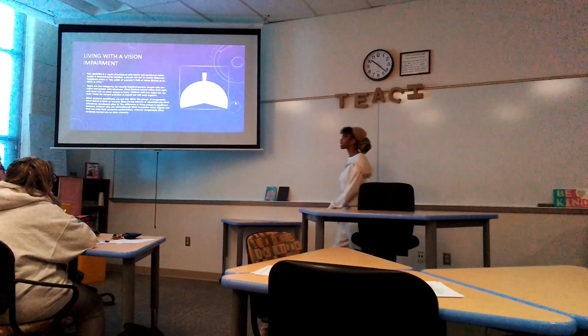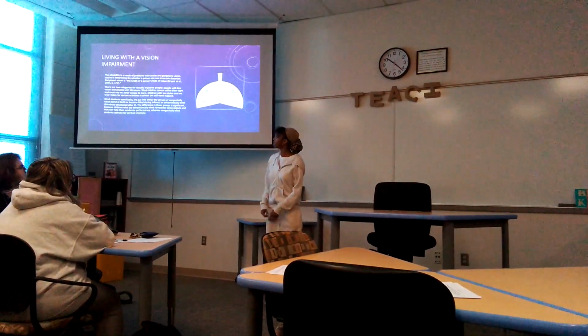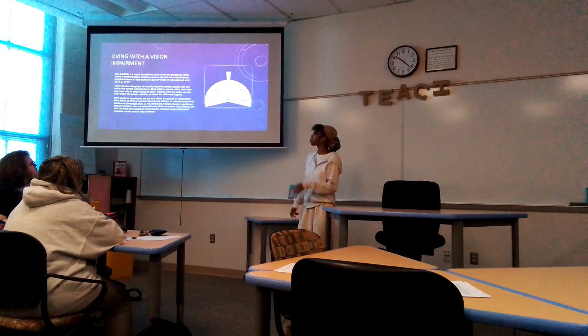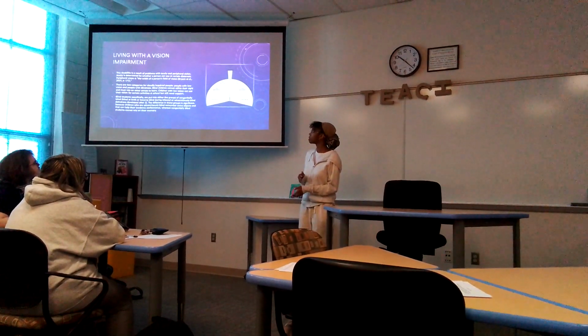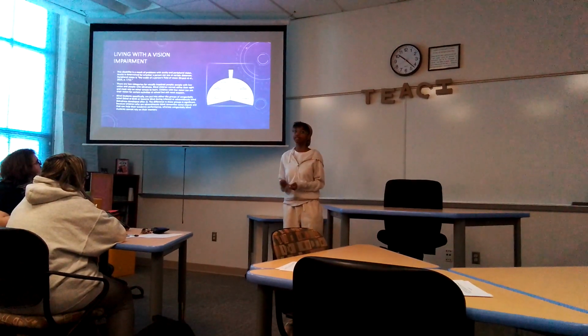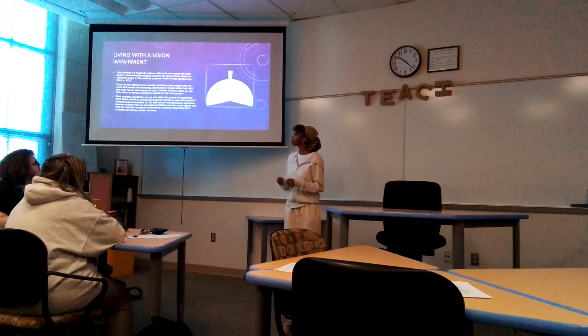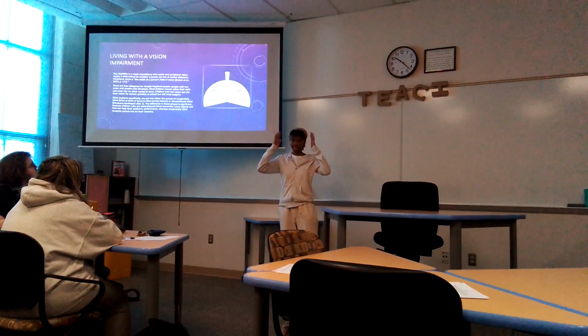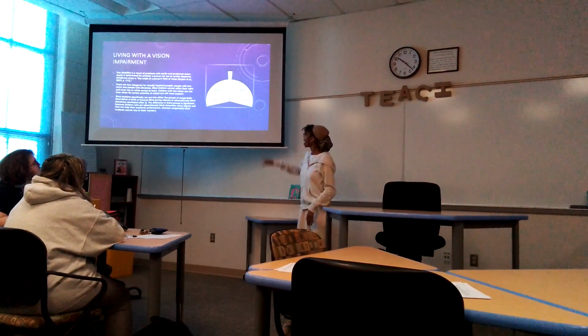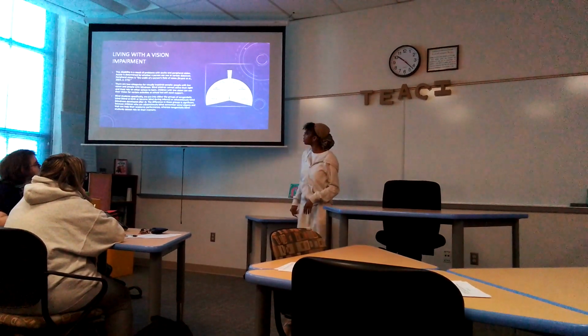So what it's like living with a vision impairment. This disability is a result of problems with acuity and peripheral vision. Acuity is determined by whether a person can see at certain distances, and peripheral vision is the width of a person's field of vision. So it's like everything right here. And that's a model to show you.